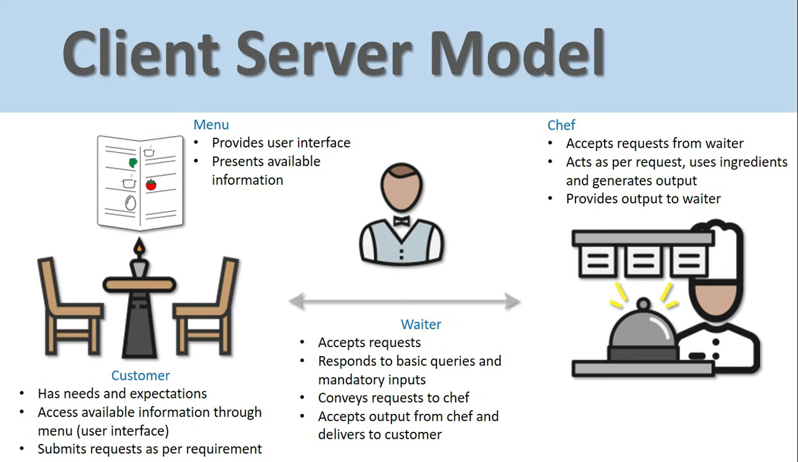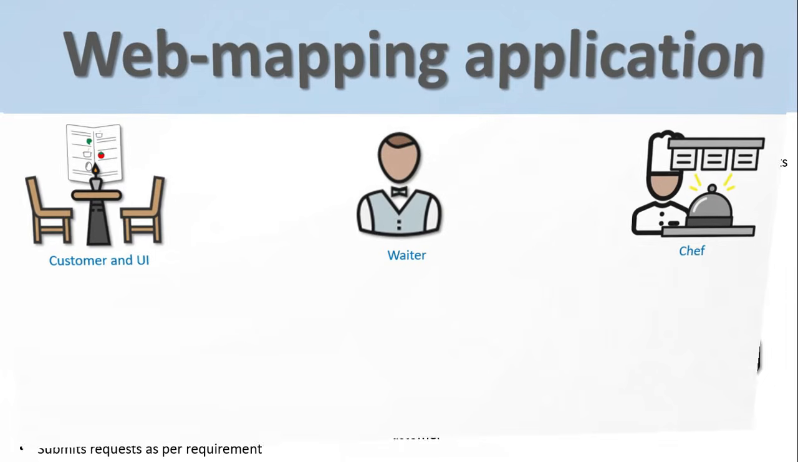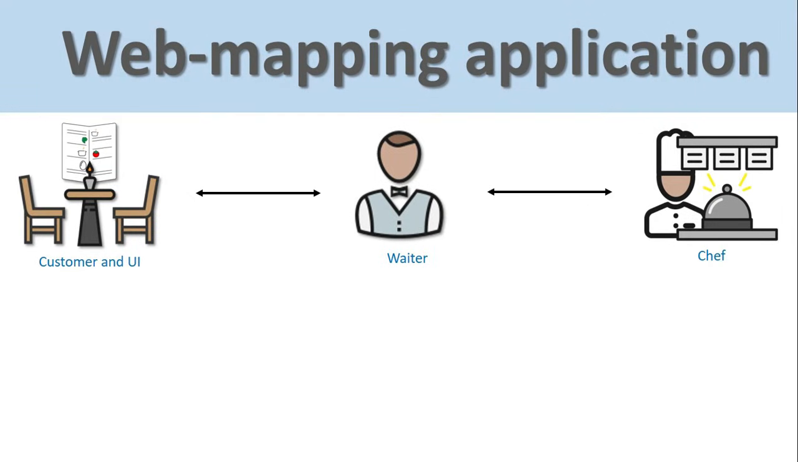After all, the customer should be satisfied. Here the customer is the client and the chef is the server. The waiter is a bridge between client and server and performs all the transformation activity. Now, let us have a look at the web mapping application.